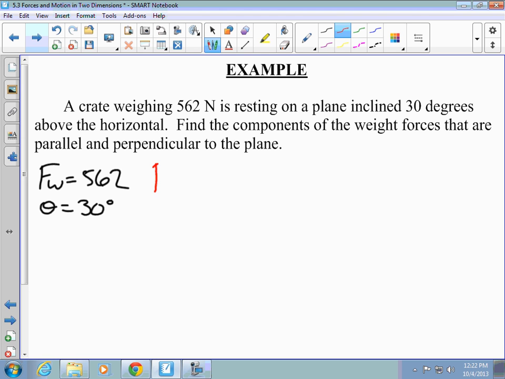Well, the perpendicular force, remember, is equal to the force of weight times the cosine of theta. The force of weight we already determined was 562, times the cosine of theta. The theta is 30, so go ahead and plug that in: 562 times the cosine of 30 degrees. And we end up getting 487 newtons as our perpendicular force.